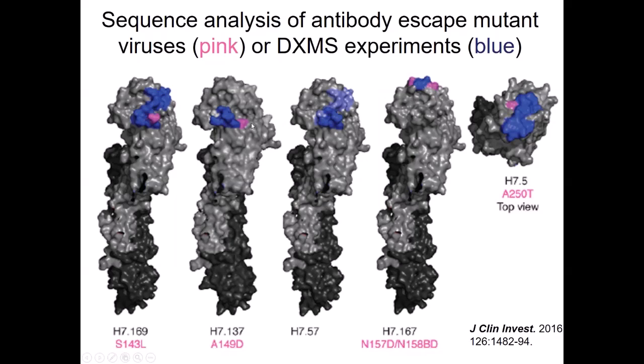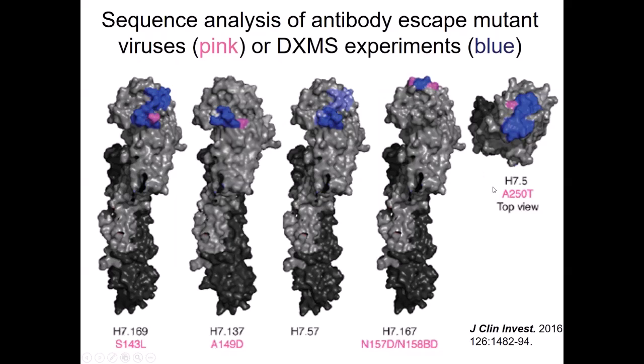We also made point mutants, escape mutant viruses, which are shown in pink. And very gratifying that the critical residues, which are the escape mutations, also reside in or near the DXMS peptides. So these are the epitopes. And so for these five different human antibodies from H7 vaccinees, we see that there are various places on the HA head that you can bind and neutralize. So these are all binding to various rims of the receptor binding domain.